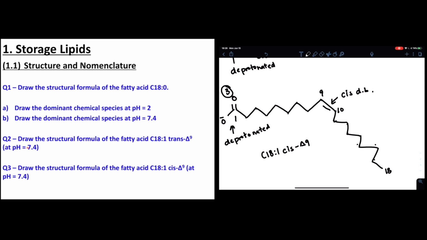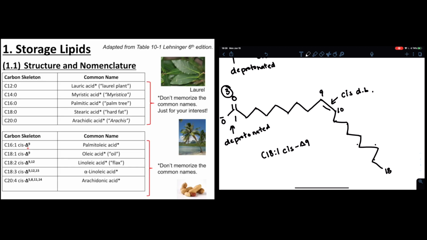Okay, so hopefully that makes sense. That answers questions 1, 2, 3. Now, nomenclature-wise, we understand this thing now in the left column. The carbon skeleton tells you the number of carbons that are in the chain of the fatty acid, and then this number on the right tells you the number of double bonds, which is 0.